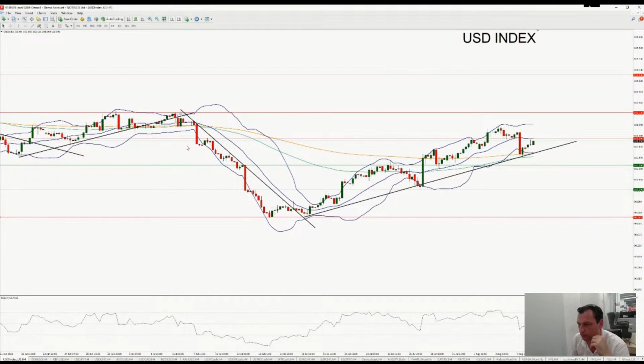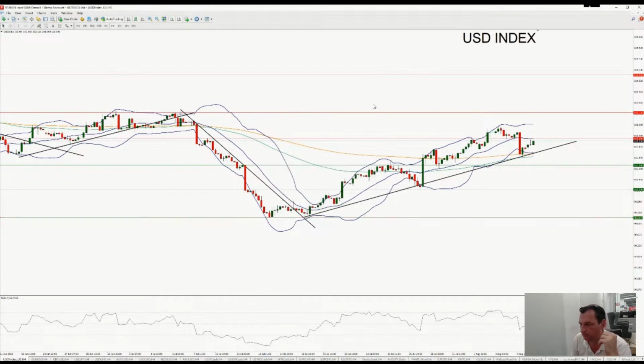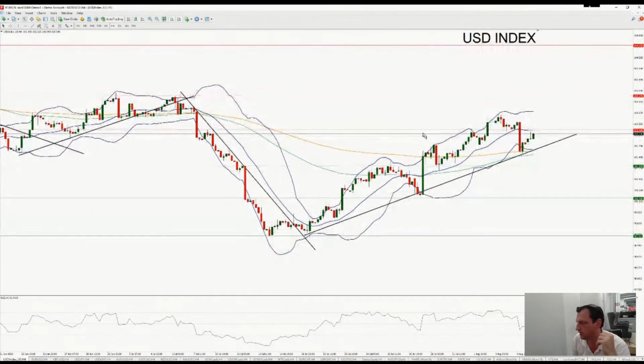It's a beautiful downward throw. You can see how there was a steep downward motion, which was reversed after providing support and then to the upside. So we're talking about the 99.25 support level. Let's widen the chart a little bit. Let's add also some labels.